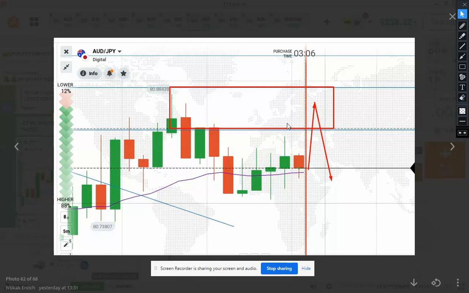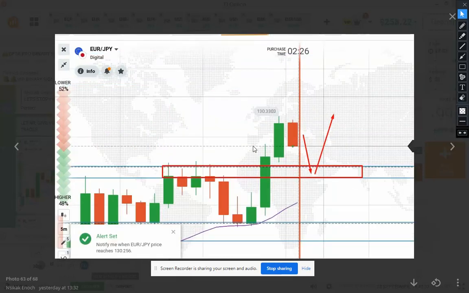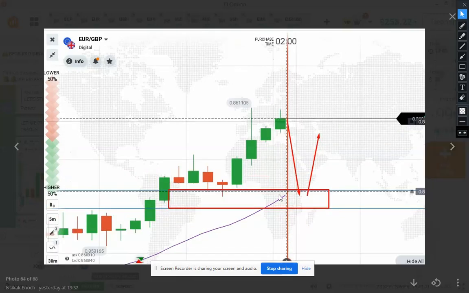So this is my zone. Once the price reaches the level, you place a put option. Second trade, once the price reaches this level, you place a call option. Here also, once the price reaches this level, you place a call option. This zone I've already drawn on the left side, so I'm still making use of the zone.